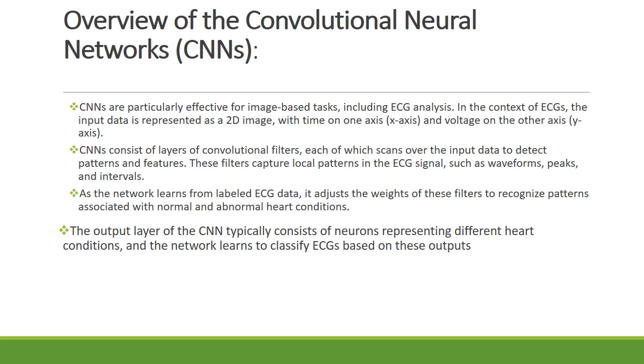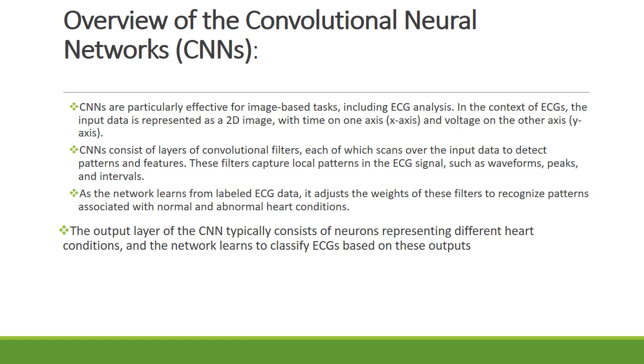And we have an overview of the convolutional neural networks, for example, as one of the AI models I have chosen. In deep learning, these are actually effective for image-based tasks. Even in ECG analysis, their input data is represented as a 2D image. Then they consist of layers, like I told you, which we have the input layer and many other layers.